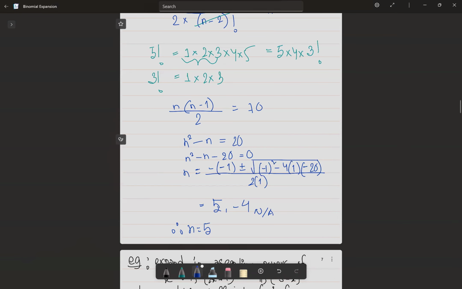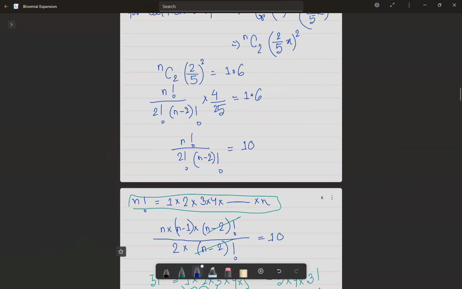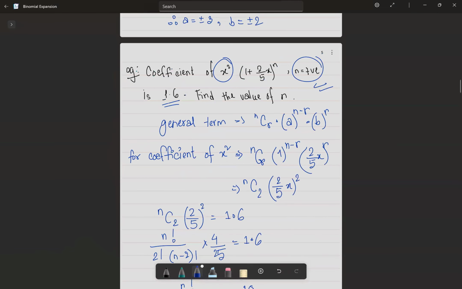So let us try to do a quick review of what we did in here. We were asked to find out the value of n, where the coefficient of x square in 1 plus 2 by 5x to the power of n was given to us as 1.6. So in order to find out the coefficient of x square, we need the term in x square. So that brings us to the general term. Our general term is nCr a to the power n minus r b to the power r.